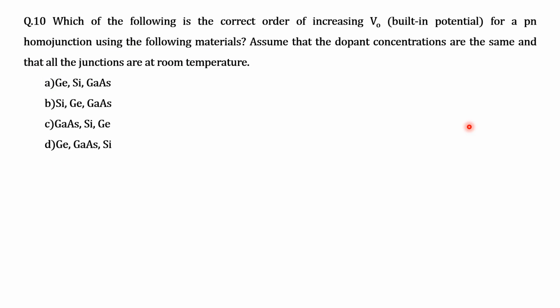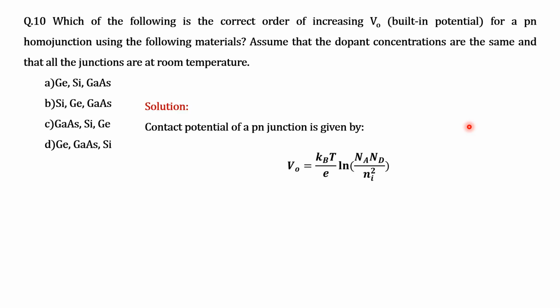So next question is, which of the following is the correct order of increasing built-in potential for a PN homo junction using the following materials? Assume dopant concentrations are same and all the junctions are at room temperature. Since it is mentioned that dopant concentrations are same, one thing that could be influencing would be the intrinsic carrier concentration. So how would that be?